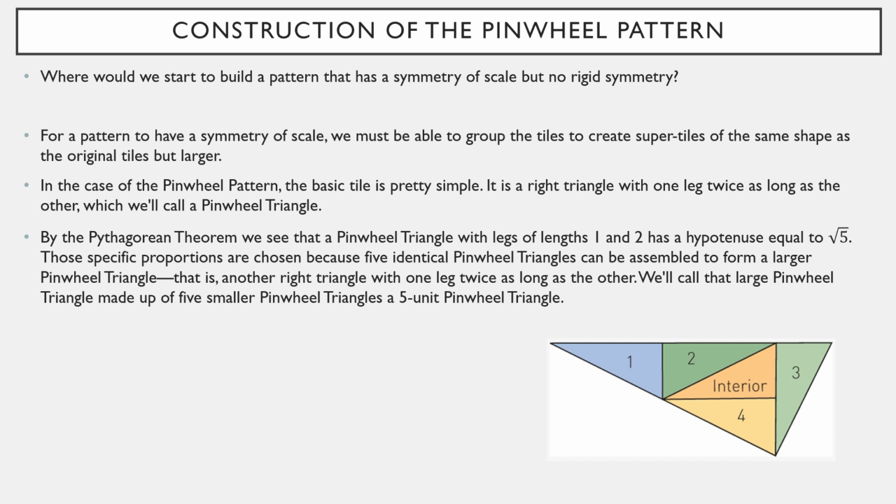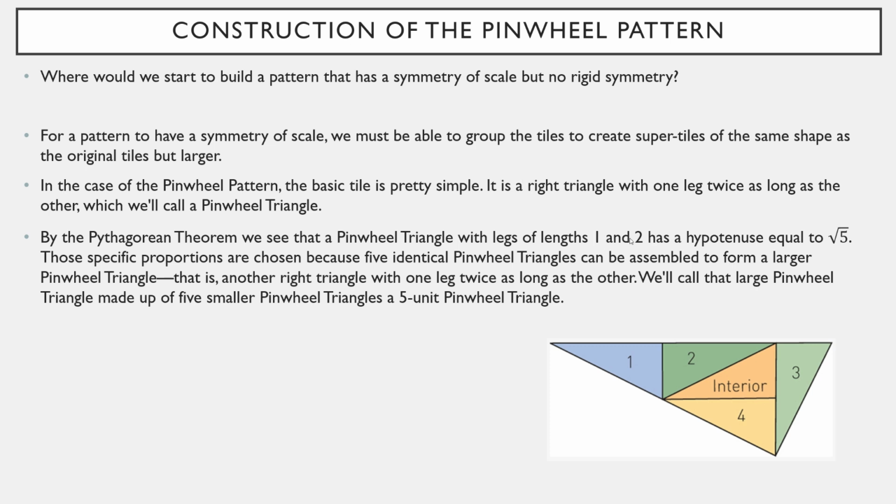To do this, we use the pinwheel pattern. The basic tile is pretty simple. It is just a right triangle with one leg of the triangle twice as long as the other. We'll call this a pinwheel triangle. And we'll use the Pythagorean theorem. This relates back to the golden ratio; you'll start seeing some numbers that are really common. By the Pythagorean theorem, we see that the pinwheel triangle has legs of length, because remember, one is twice as long as the other.